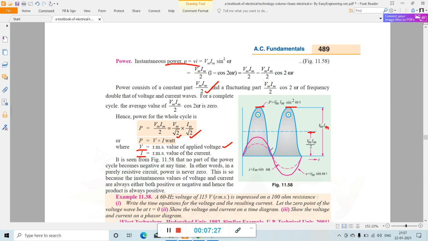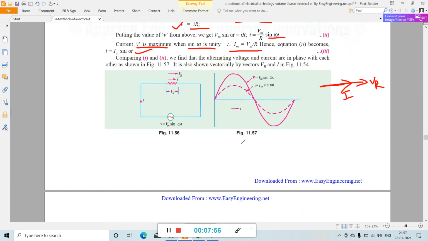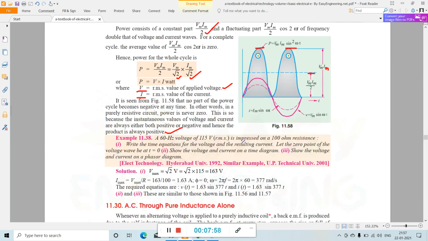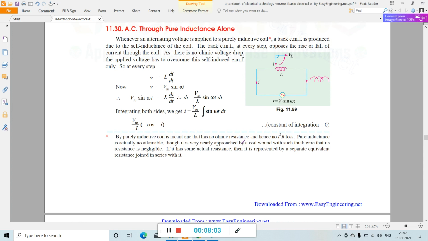It is seen from this figure that no part of the power cycle becomes negative at any time. So in other words, in a purely resistive circuit, power is never zero. This is so because the instantaneous values of voltage and current are always either both positive or both negative, and hence the product is always positive. Okay, this is all about power. So this is all about AC through pure resistance.